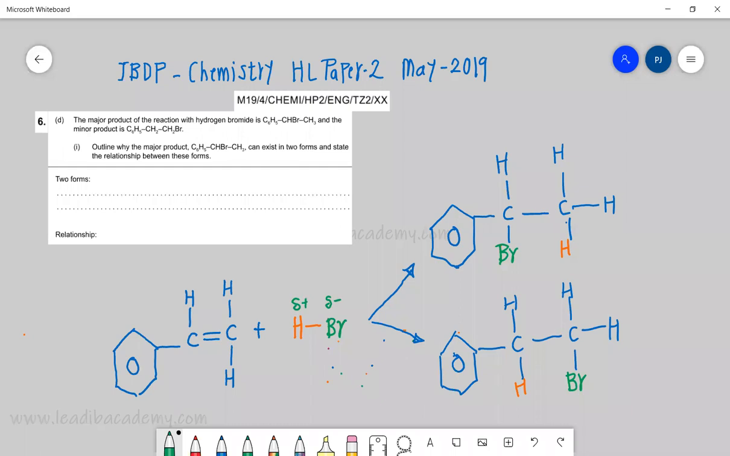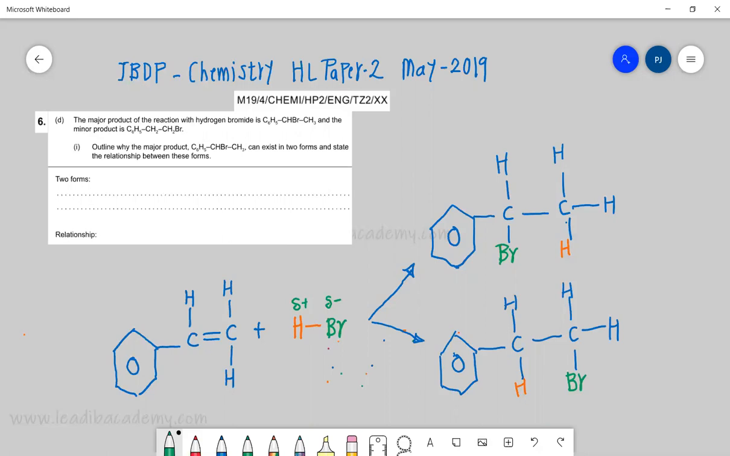Let's look into question number 6D1. Interesting question. The major product of the reaction between hydrogen bromide and phenylethene is C6H5 CHBr CH3, and the minor product is C6H5 CH2 CH2Br. The question is to outline why the major product is so, say that it can exist in two forms, and state the relationship between these forms. So first, which are those two forms?